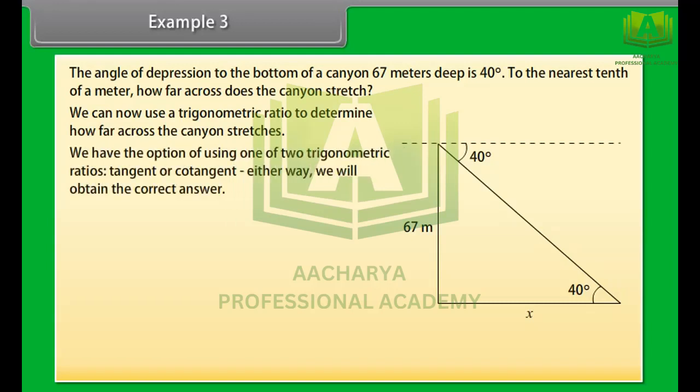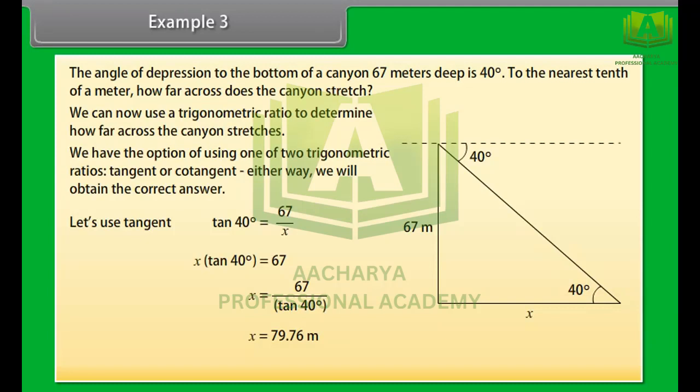We have the option of using one of two trigonometric ratios, tangent or cotangent. Either way, we will obtain the correct answer. Let's use tangent. Tan 40 degree is equal to 67 upon x. x into tan 40 degree is equal to 67. x is equal to 67 upon tan 40 degree. x is equal to 79.76 meter. Therefore, the canyon stretches 79.76 meter across.